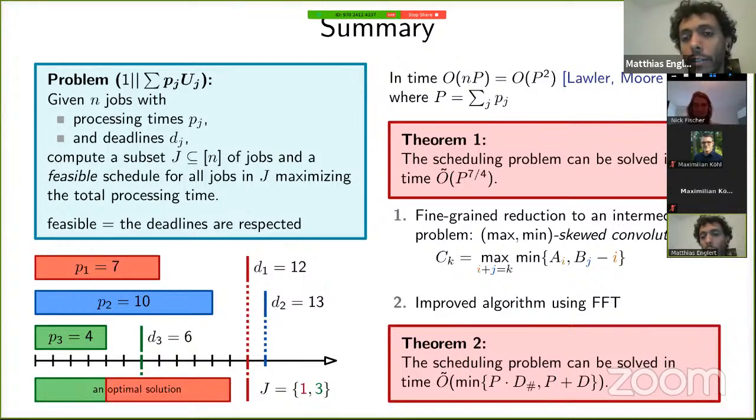So you're doing this max-min skewed convolution. Do you think there are other applications for this? Potentially. I would guess maybe not this exact version of max-min skewed convolution, but the approach for the scheduling problem was to try to reduce it to a convolution problem and see what it looks like. Here it turned out to look like this. But I think this general way of trying to reduce problems to convolution-like problems and then use FFT to give improved algorithms could be used for several other applications as well. Yeah, okay.